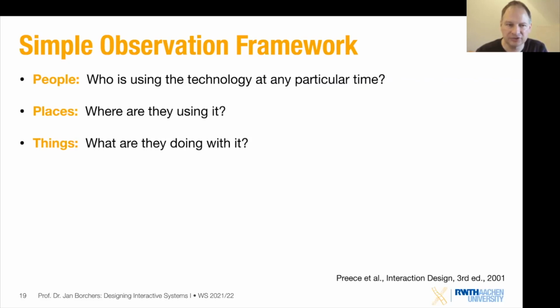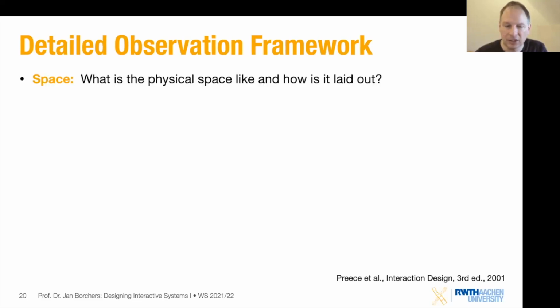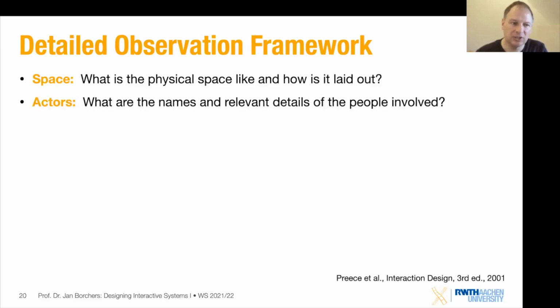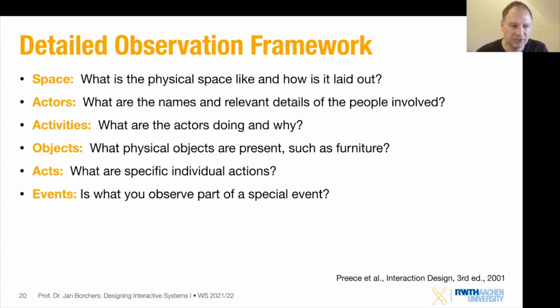Now that's very simple, right? And that is about the users, the context, the places, and the tasks. What are they doing with it? And you can unroll each of these in more detail. For example, you could go down and say, what's the physical space like? How is it laid out? What are the names and relevant details of the people that are involved in the action? What are the actors doing? What are the activities and why are they doing it? What physical objects are present, like furniture, equipment, wall calendars, etc.? What are specific individual actions that take place?